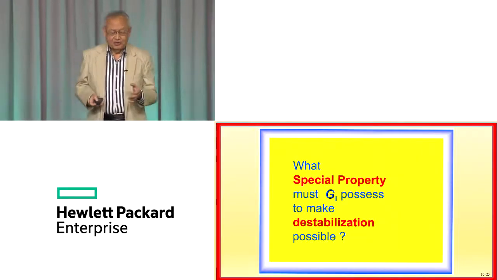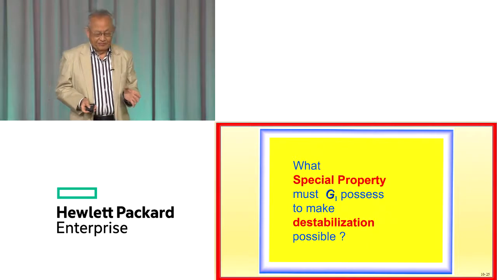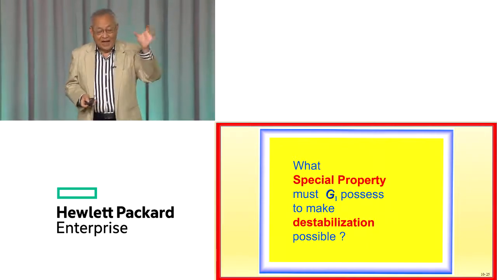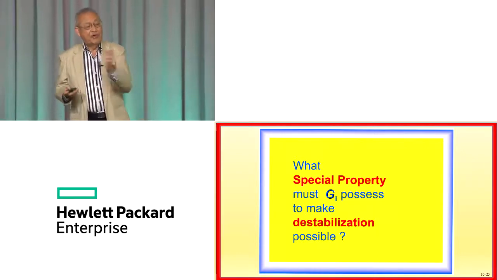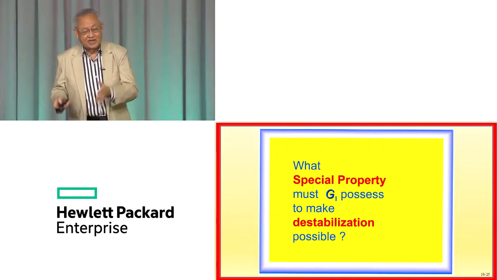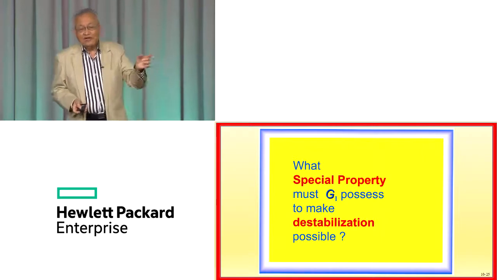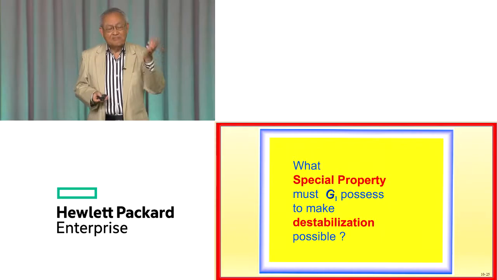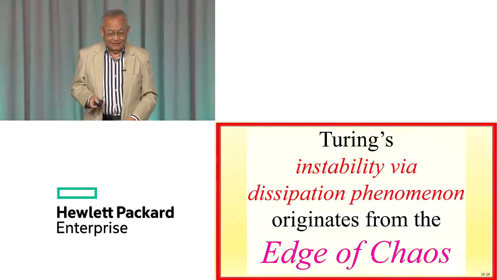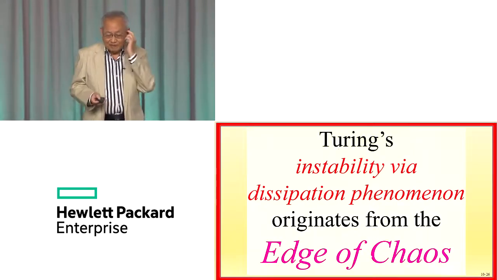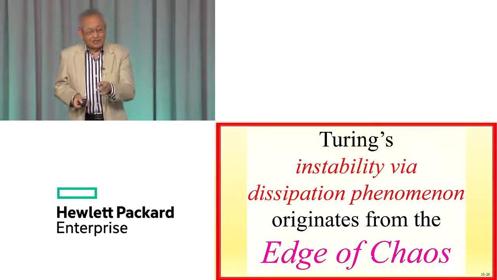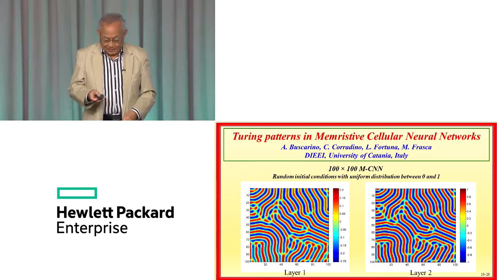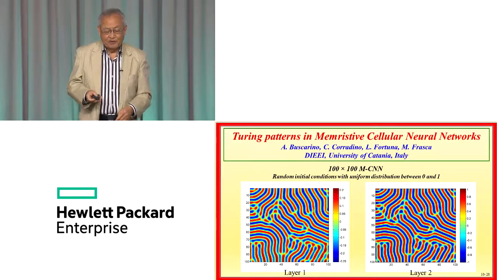Now, the question Turing didn't know the answer to, that's why it's an unsolved problem: what special property does G1, the left one, have to destabilize the right side? Because the right side obviously is totally useless. It's just damping. So it's the left side that has some special property. What is that property? He didn't have the answer, but he knew that there must be some property. And so for Turing's instability, I'm telling you now the answer: that property is called the edge of chaos.